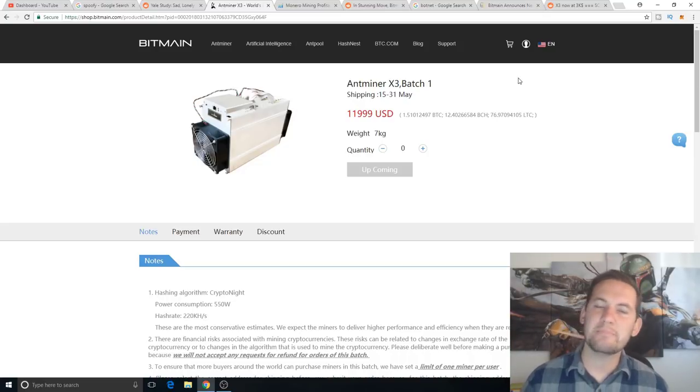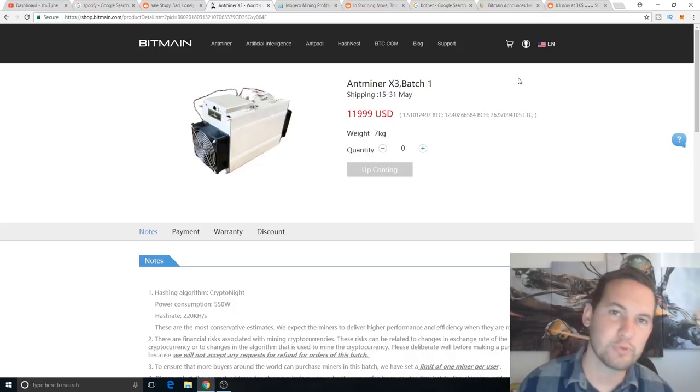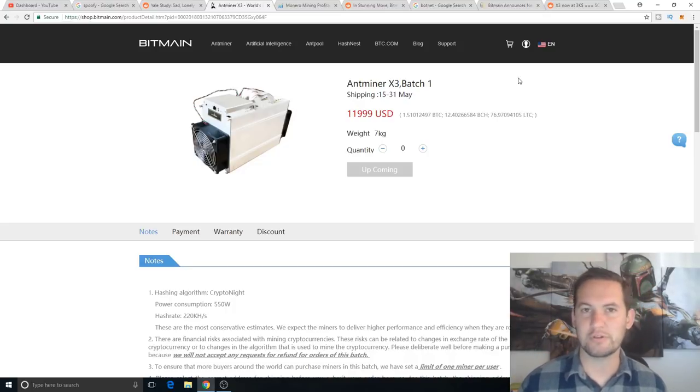So Bitmain was secretly producing these Monero ASIC miners. They mine the Kryptonite algorithm. That is the algorithm that Monero is on. There's a few coins on it, but Monero is the most profitable coin on the Kryptonite platform.